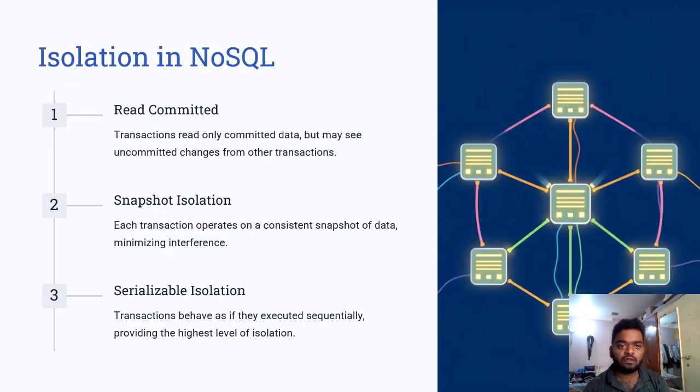Isolation in NoSQL: read committed, snapshot isolation, serializable isolation. In read committed, a transaction reads only committed data but may see changes committed by other transactions. In snapshot isolation, each transaction operates on a consistent snapshot of data, minimizing interference. In serializable isolation, transactions behave as if they were executed sequentially, providing the highest level of isolation.